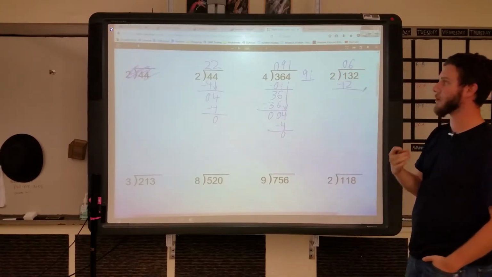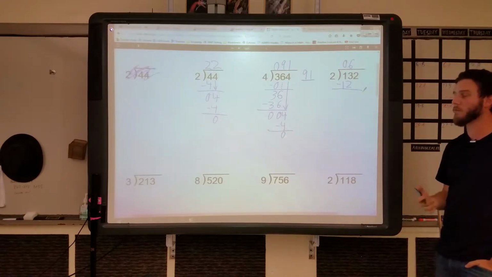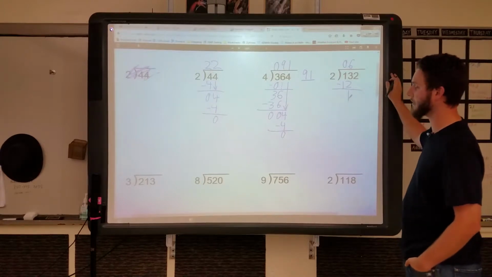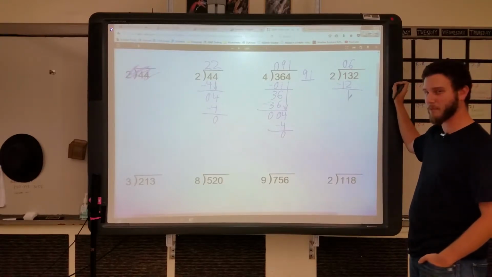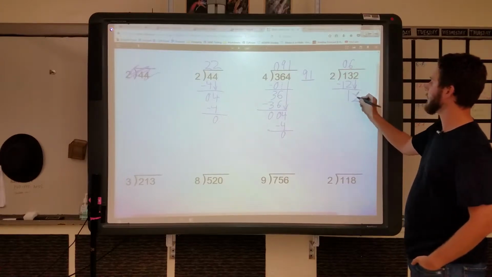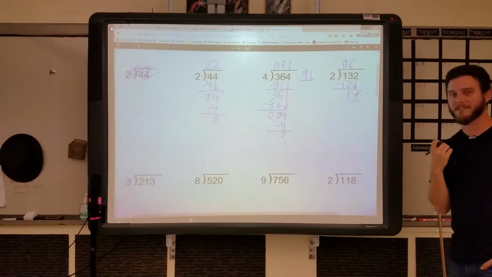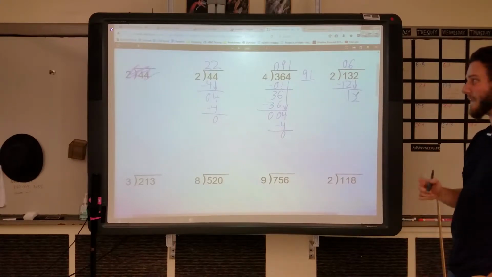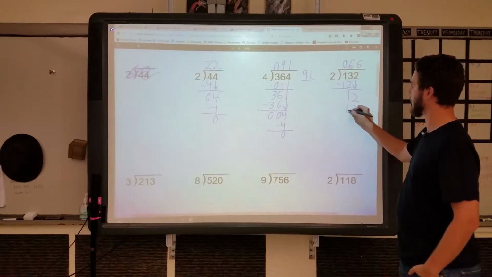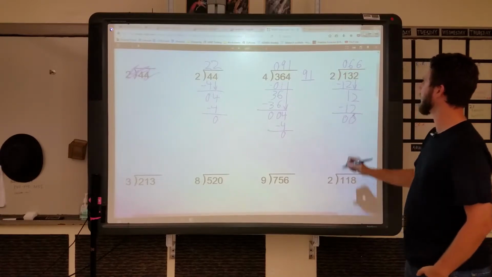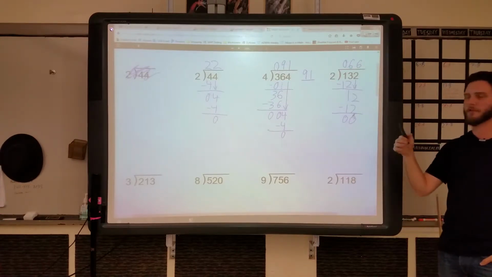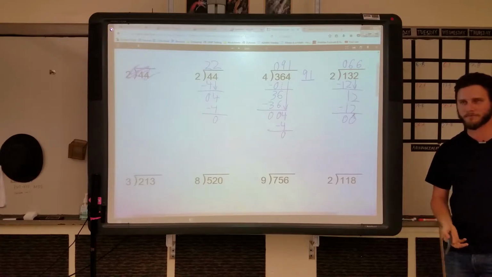It does not actually go into it all the way. There will be one number left over. 13 minus 12 gives me a remainder of 1, but luckily I still have one more number left to go. I carry down my 2, and I can recognize that 12 is definitely divisible by 2, and that will give me an answer of 6. 6 times 2, of course, gives me 12. We subtract to get our answer of 66 for the problem 132 divided by 2.